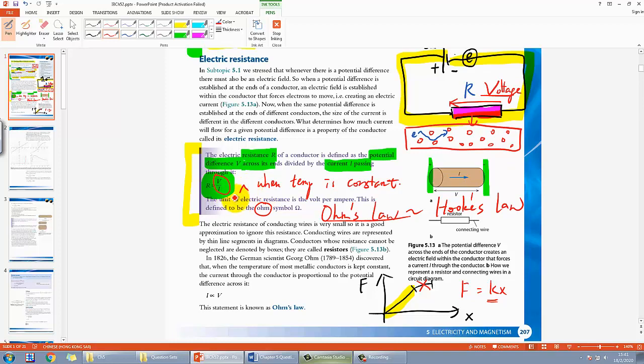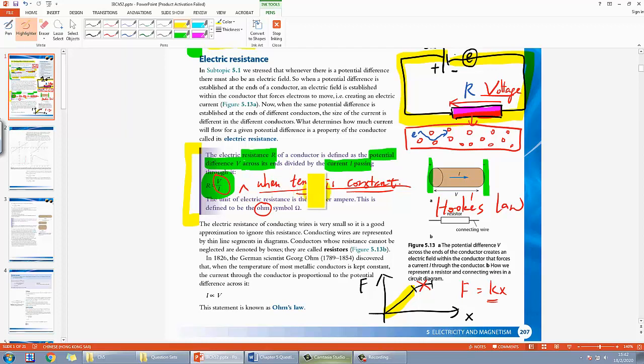So if something is not directly proportional, like the relationship between V and I is curved, then we don't say it is following Ohm's law, or we call it non-ohmic. I'll show you some examples very soon. So this is why we emphasize it needs to be a straight line. And that's also why we emphasize that the temperature must be constant, since when temperature changes, the resistance will also change.